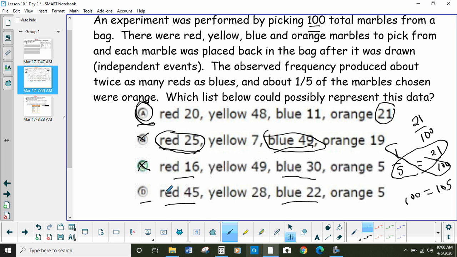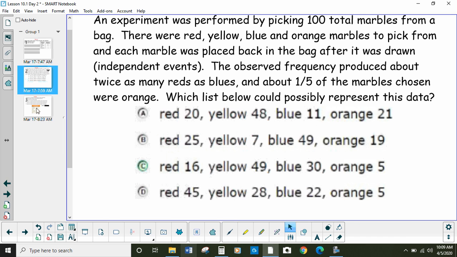But let's check D just to make sure. So for D, if there are 5 oranges, 5 out of 100, is that about 1/5? Well, if I cross multiplied, 1 times 100 is not about 20. That's not even close, so forget about that. Answer has to be A.